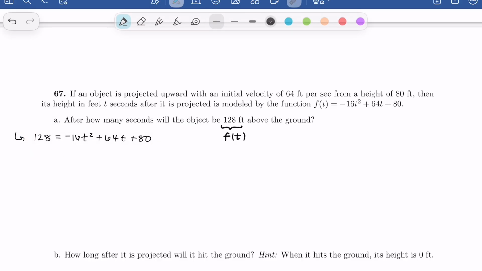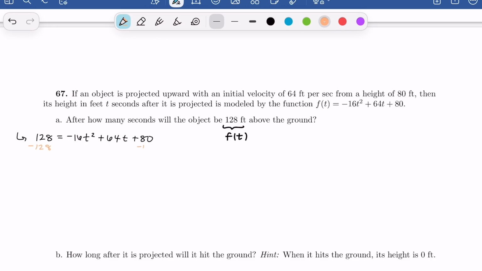All right. So again, we're dealing with a quadratic equation. We know how to solve this by factoring and then using our zero factor property. Well, before we do that, we need to make sure that we have the quadratic equation in standard form. So we need 0 on this side of our equation. What we'll do is subtract 128 on both sides. We're going to get negative 16t squared plus 64t minus 48 is equal to 0.